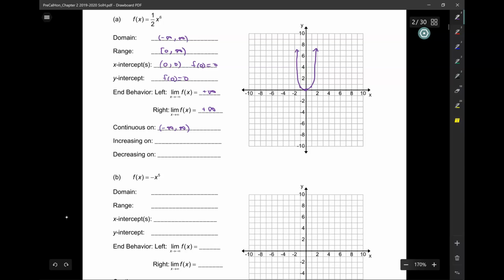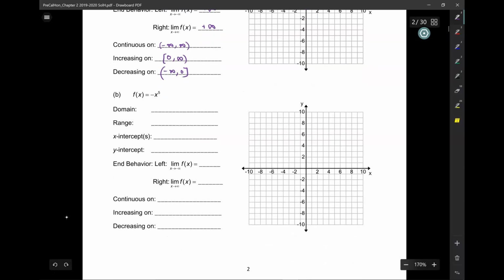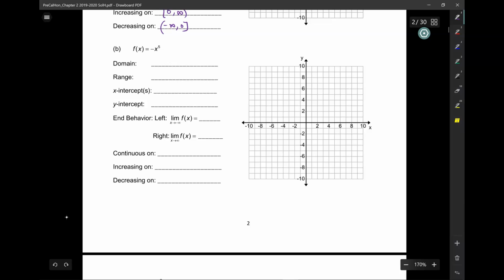Okay, increasing, decreasing. So where is this increasing? From where to where? 0 to infinity, and then it decreases from negative infinity to 0. Okay. Either way, I'm just going to stick with brackets. Okay? All right. Next, I have an odd exponent.